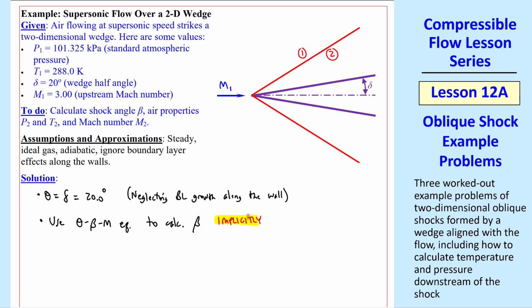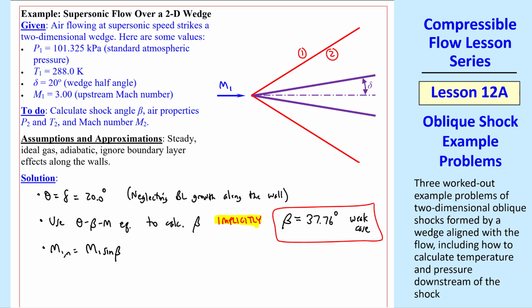This has to be done implicitly, since you can't solve for beta explicitly from the theta-beta-M equation. You can use the false position method, Newton's method, trial and error, however you want to solve for it. Or you can just use the CAC online calculator. I get beta equal 37.76 degrees for the weak case. Now we can calculate M1N, which is M1 sine beta. I get M1N as 1.837.